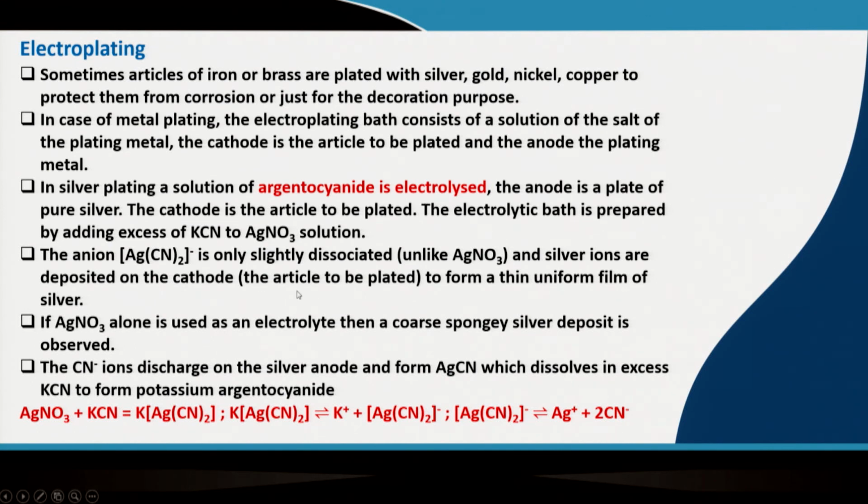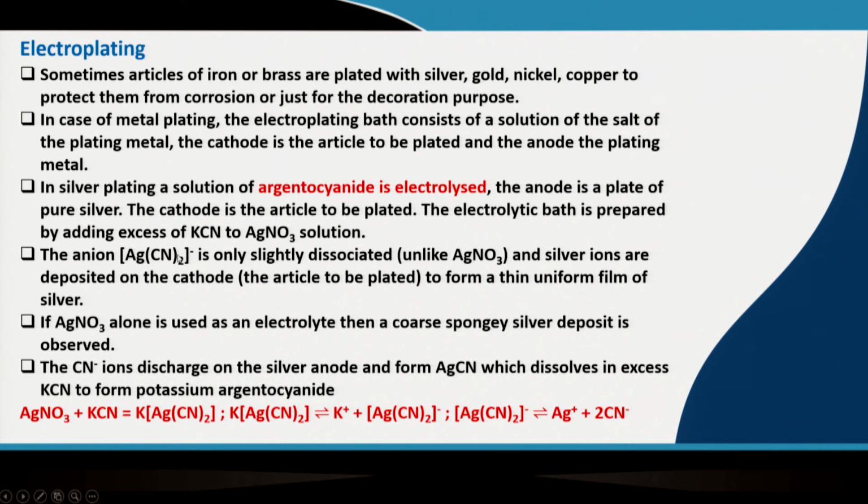Now, in your electroplating bath, you have argentocyanide, which will be electrolyzed. As the cathode, you are using the article which you want to electroplate, and as the anode you will use the silver. Now, if silver nitrate alone is used, what will happen? Why are we using this one? That is the main topic here.